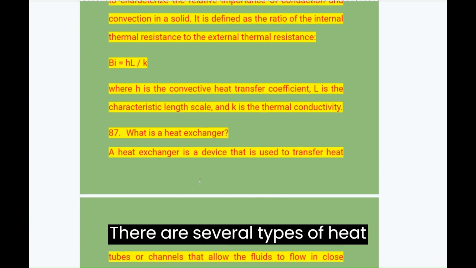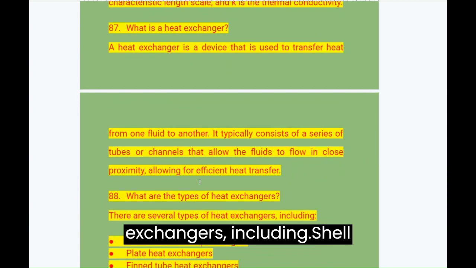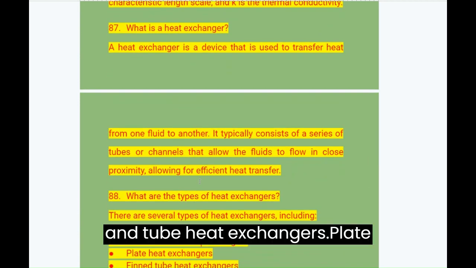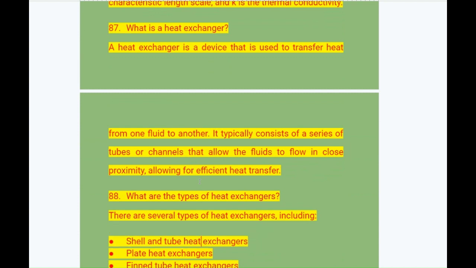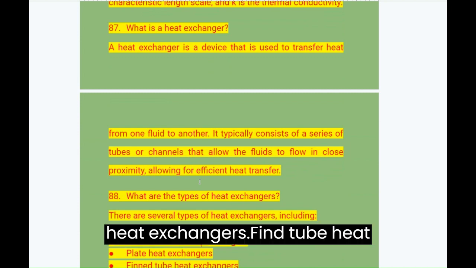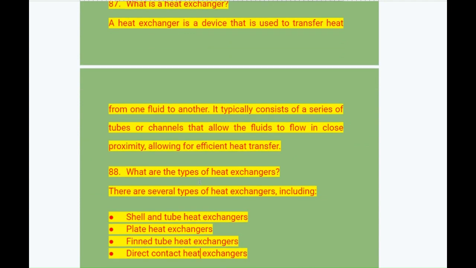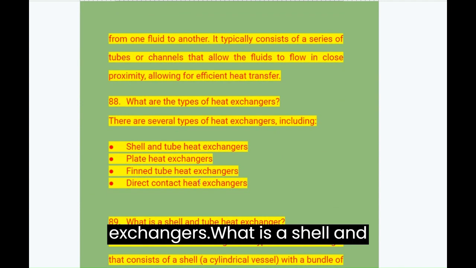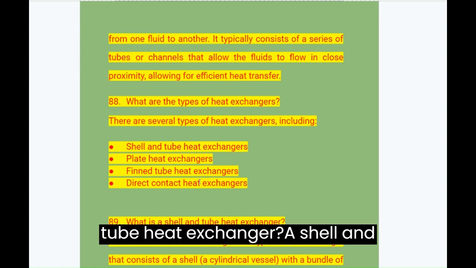What are the types of heat exchangers? There are several types of heat exchangers, including shell and tube heat exchangers, plate heat exchangers, finned tube heat exchangers, and direct contact heat exchangers.